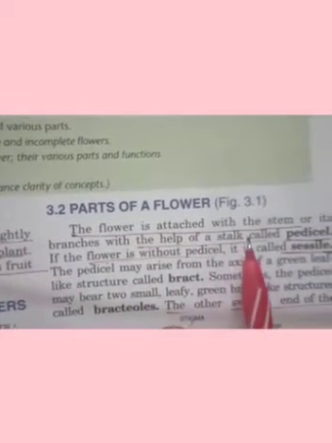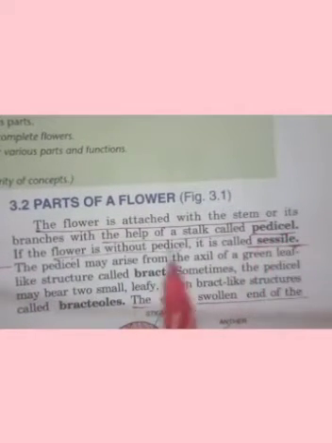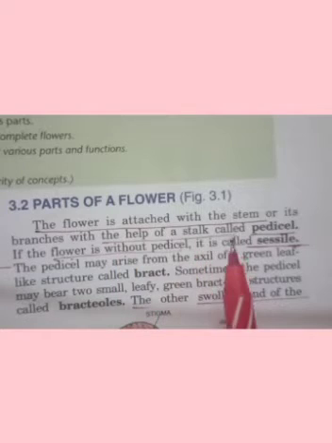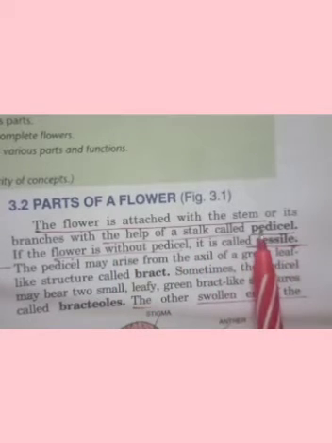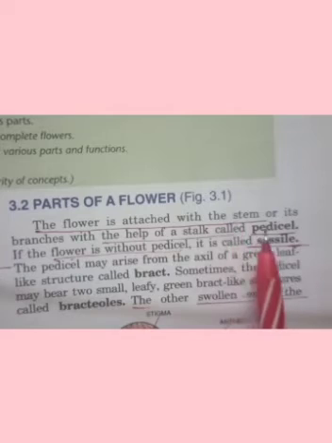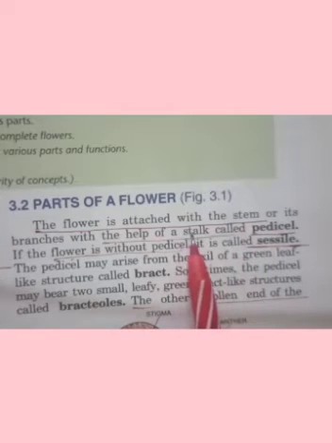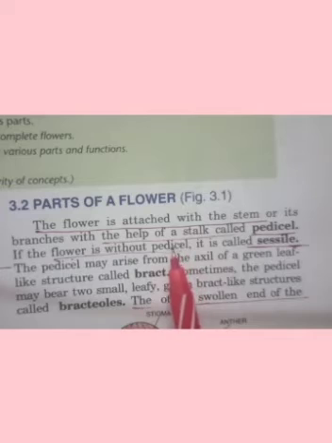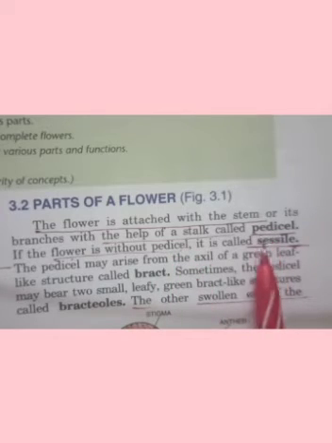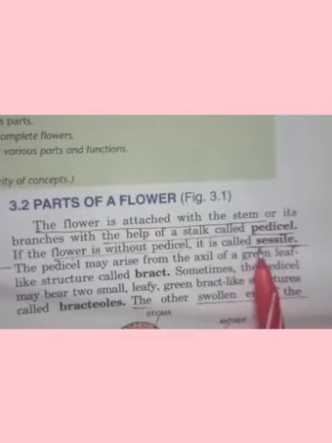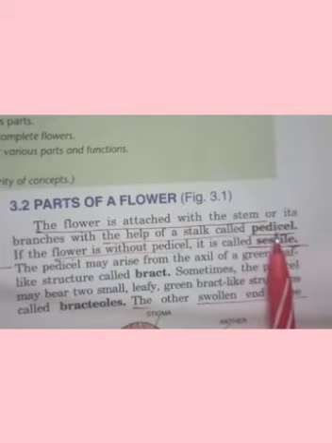Now, what are the main parts of flower? Actually, a flower is attached with the stem or its branches with the help of a stalk, and what is that stalk called? Pedicel. The stalk of flower is called pedicel, while the stalk of leaf is called what? Petiole. And if a flower is without stalk, without pedicel, then it is called sessile. So what is a sessile flower? The flower without stalk or without pedicel, right?